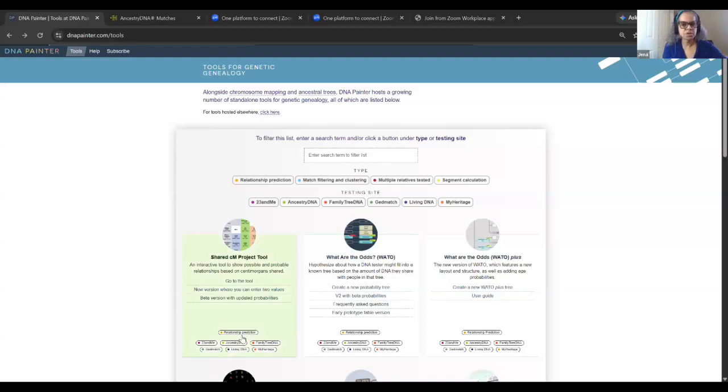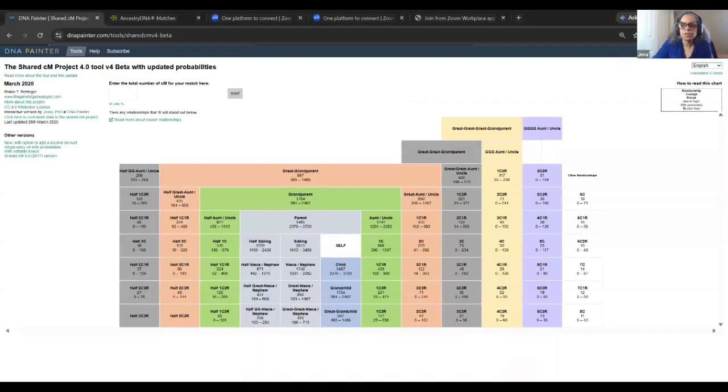And I always go to the beta version with updated probabilities, because these are all based on actual results of people that know their relationships to each other, did DNA tests, and they know how they fit in together, as far as their relationships go. So you can see it gives the relationship probabilities based on the amount you share with your match, like how many centimorgans you share.